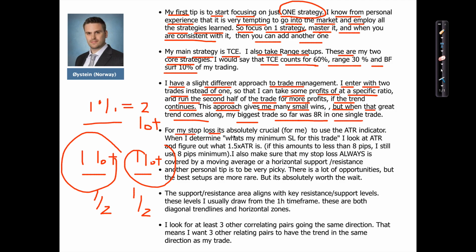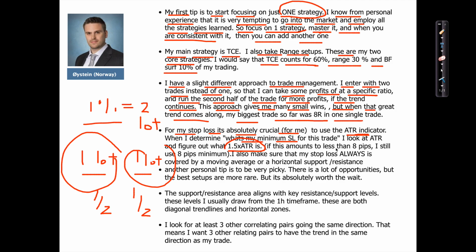For my stop loss, it's absolutely critical for me to use the ATR indicator, which actually is a good idea. The thing is, I don't use it because from experience, I gauge. But again, if you're not as experienced, you can look at ATR as well. So I use the ATR indicator to determine what's my minimum stop loss for this trade. So for Einstein, what he does is he always takes a stop loss of 1.5 times the ATR. ATR means the average true range. So you look at the ATR and multiply by 1.5, and that's his stop loss.